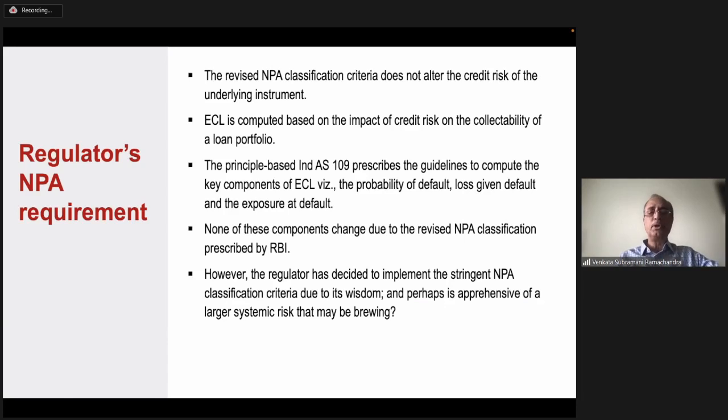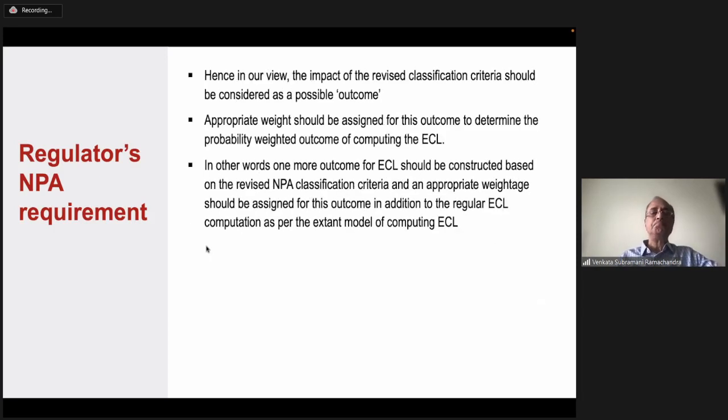But then, fortunately, in February, RBI came up with a clarification and they reiterated the same stand as what we took. Namely, they said that as far as Ind AS is concerned, do not take the revised NPA guidelines for calculating the ECL as per Ind AS. So this is what they said.